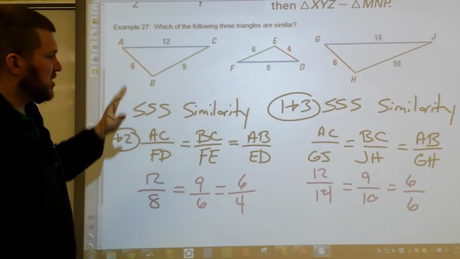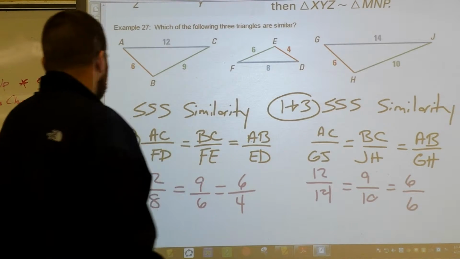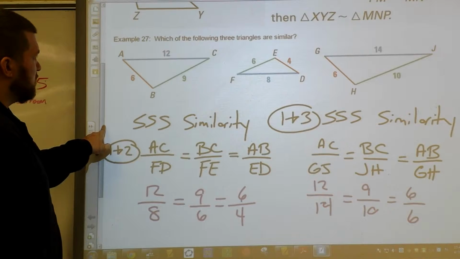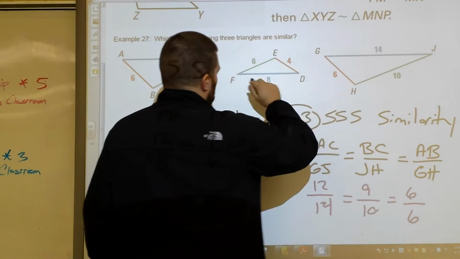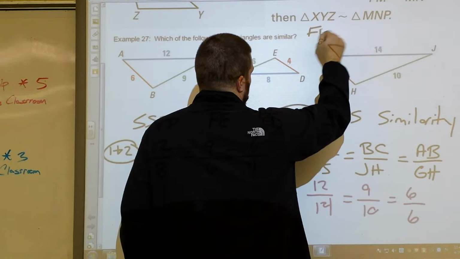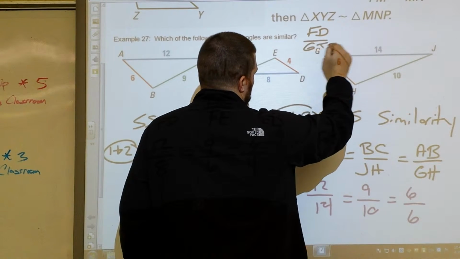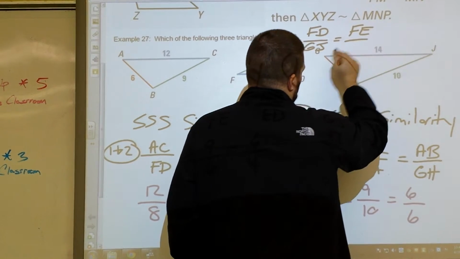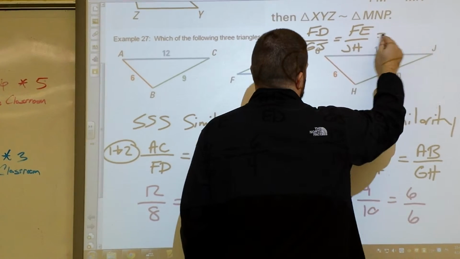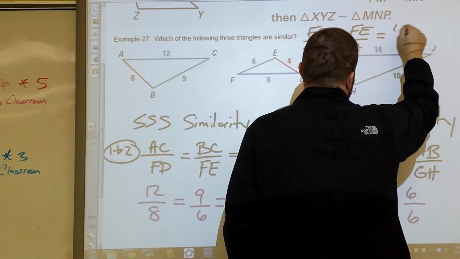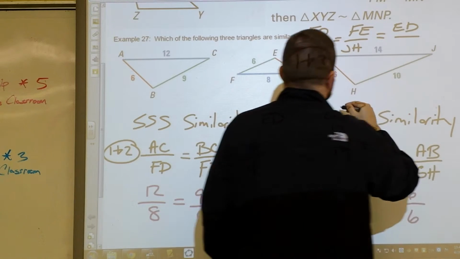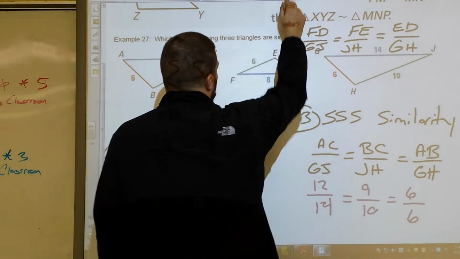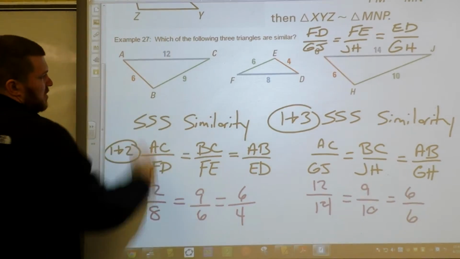The last pair I need to check is triangles 2 and 3. I'm running out of room, so I'm just going to do it up here. Blue over blue, so FD over GJ is supposed to be equal to green over green, FE over JH, equals red over red, ED over GH. Now I want to plug in what I know, again just over here on the side as scratch work.